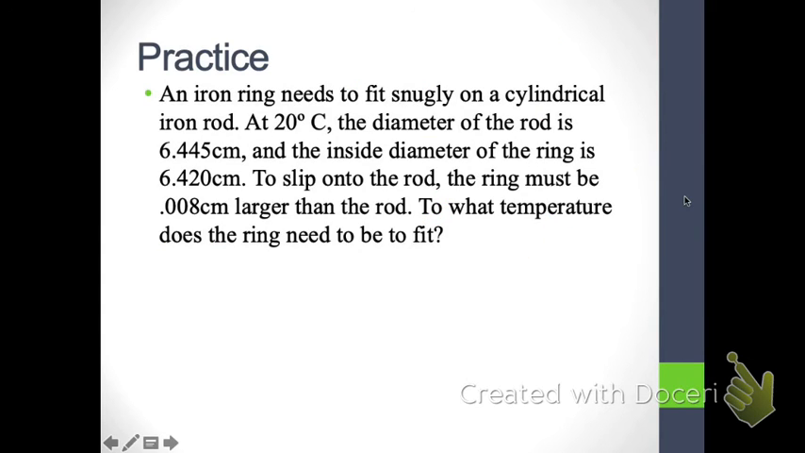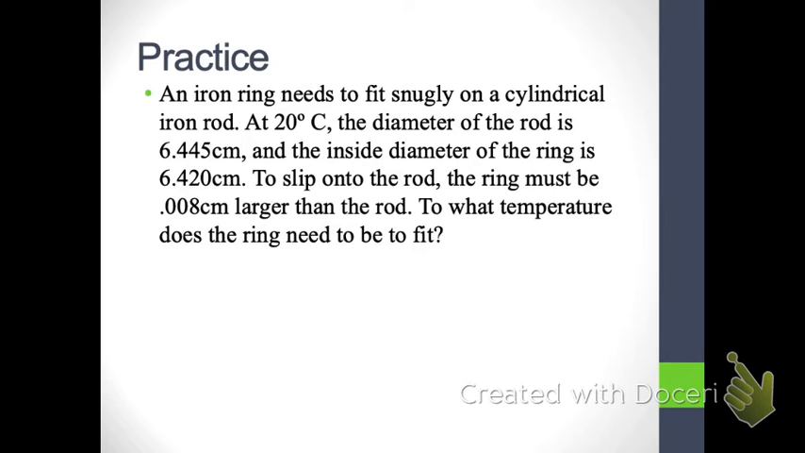An iron ring needs to fit snugly on a cylindrical iron rod. At 20 degrees, the diameter of the rod is 6.445 centimeters. The inside diameter of the ring is 6.420. To slip onto the rod, the ring must be 0.008 centimeters larger. To what temperature does the ring need to be heated to fit?